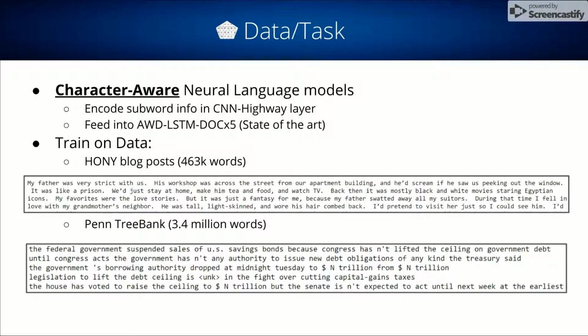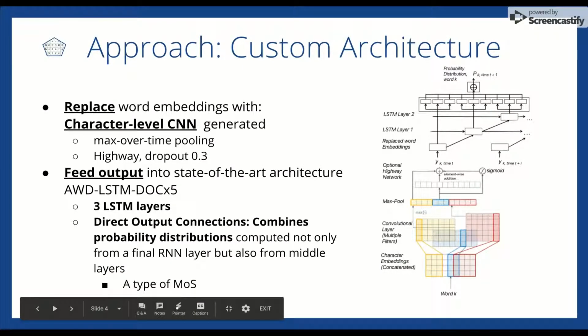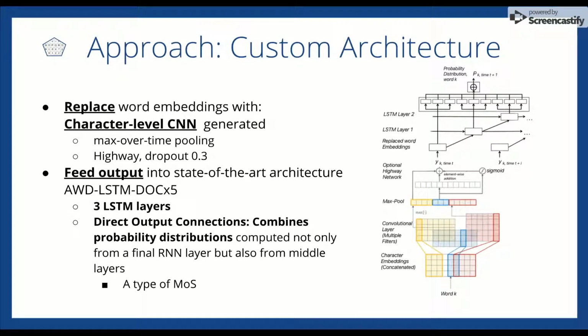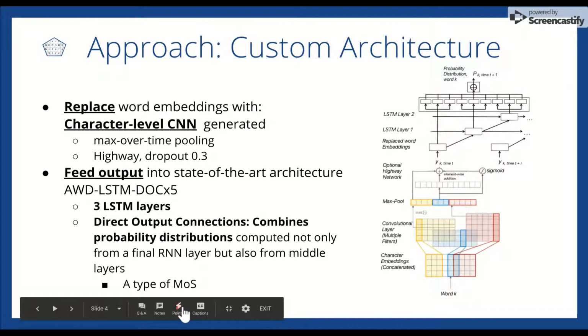And so what we're trying to do is create a character-aware neural language model that encodes subword information or creates more expressive embeddings through a CNN highway layer. And this feeds into a state-of-the-art direct output connection model. To do so, we'll train on data including Honey, Humans in New York, blog posts, and Penn Tree Bank. Our approach is a custom architecture combining character-level CNN outputs and feeding it into the AWD state-of-the-art direct output connections model.